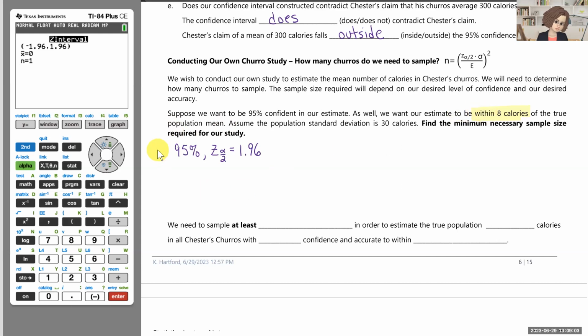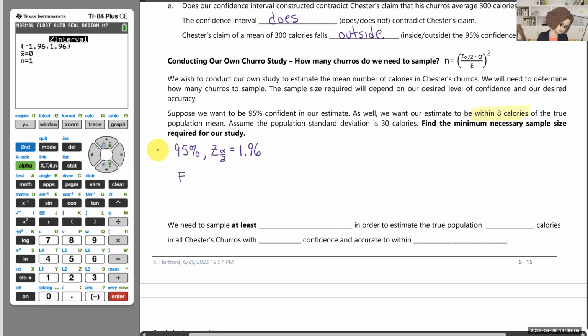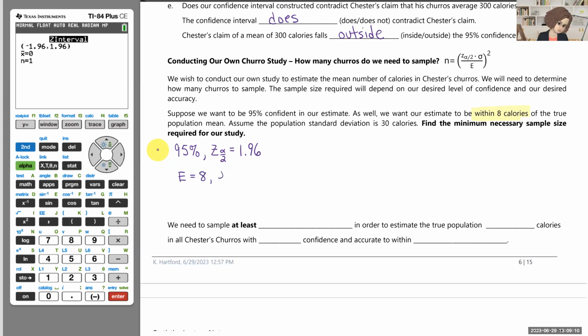And then my margin of error is 8. So E equals 8. We're still assuming our population standard deviation is 30. All right, and then I'm ready to substitute. So here's what the formula looks like. We're trying to find n, our sample size. So it will be our Z alpha over 2 times our standard deviation, and that will be divided by the margin of error. And then that whole quantity gets squared.